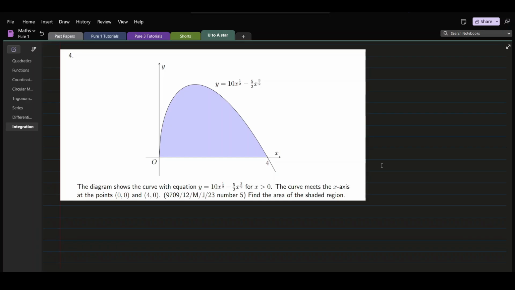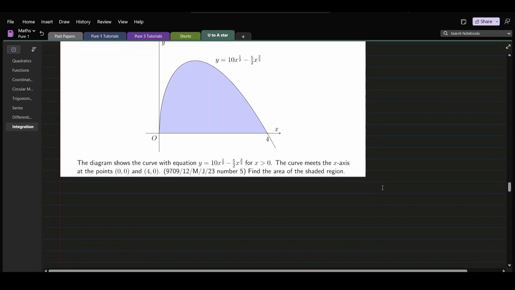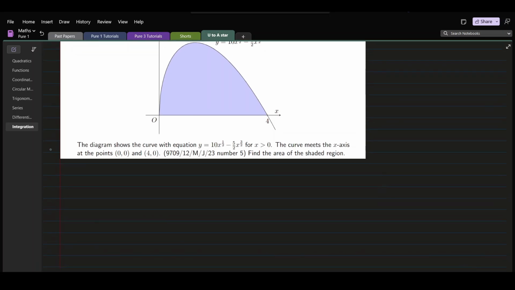The diagram shows the curve with equation y equals 10x to the half minus 5 over 2 x to the 3 over 2, for x greater than 0. The curve meets the x-axis at the points (0, 0) and (4, 0). Find the area of the shaded region. Okay, so we are integrating our function from 0 to 4 with respect to x.